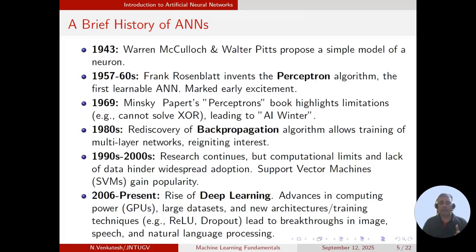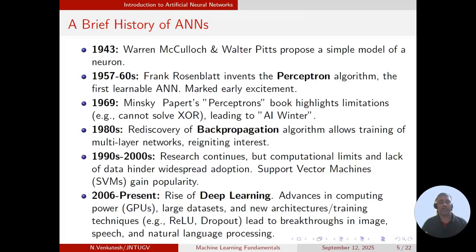And initially they claimed that it can be used to solve any problem, but later scientists came up with a problem called the XOR problem, where they showed that the perceptron can only be used for linearly separable patterns. If you have non-linearly separable patterns, this perceptron algorithm is not going to work. This led to a disappointment in AI research. Later in the 1980s, the rediscovery of the backpropagation algorithm and having a multi-layer network which can be used to solve non-linearly separable patterns also reignited the interest in AI research.